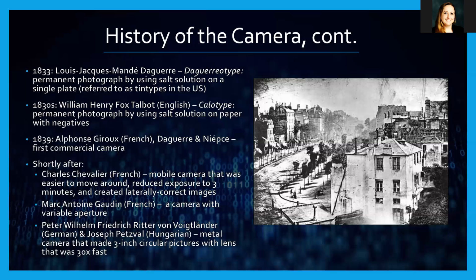Germany's Peter Wilhelm Friedrich Richter von Voigtlander created an all-metal camera that made 3-inch circular pictures with the help of Hungary's Joseph Petzl, who created a lens that was 30 times faster than any other lens for almost 60 years. That was until Germany's Carl Zeiss, who was known primarily for his work with improving microscopes.